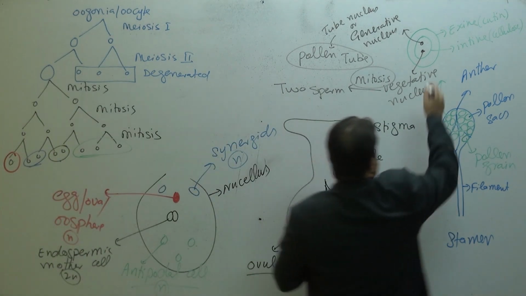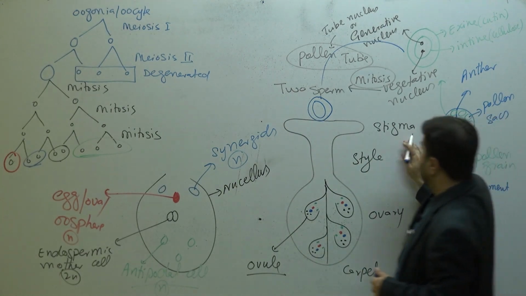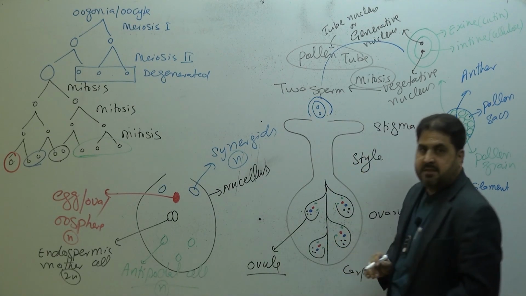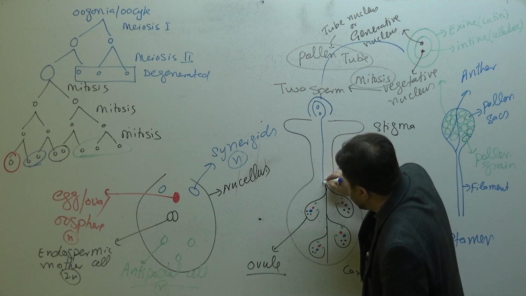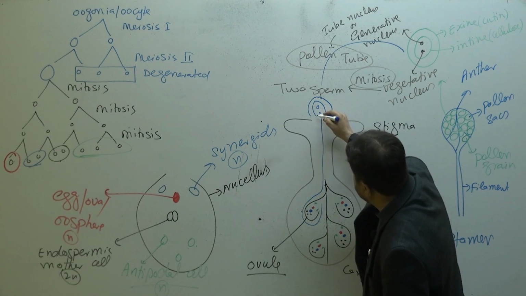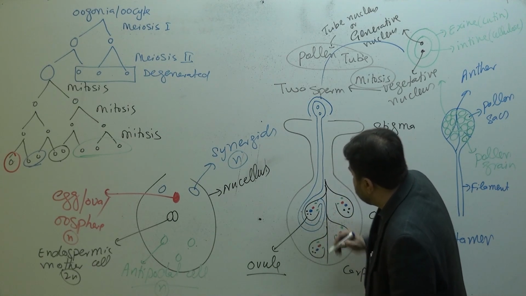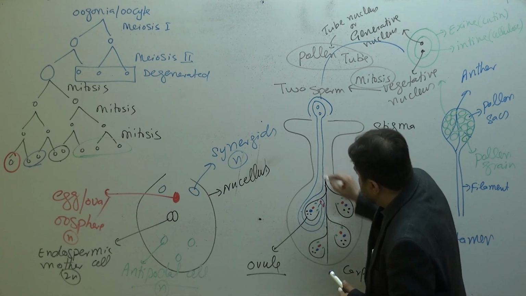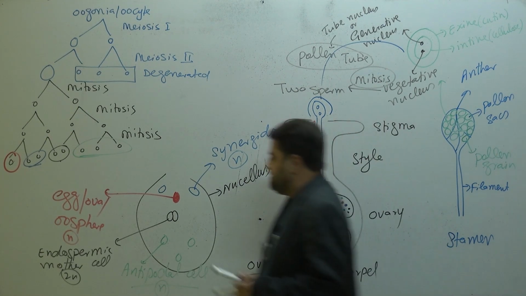When the pollen grain matures and reaches the surface of the female sex organ, the stigma, it falls on the stigma, and its outer layer, called exine, ruptures. Then the intine extends and forms a pollen tube. This pollen tube has the ability to transfer the two sperms over here. So these are the two sperms, and that is the pollen tube.